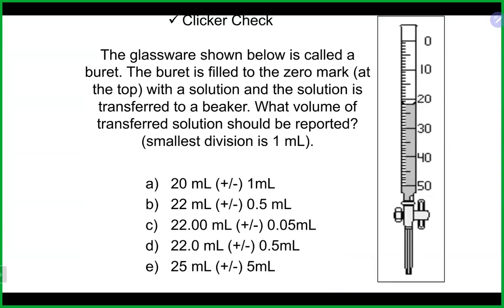All right, last one here. Here's a burette as well. So take a moment here and figure out what it would be.